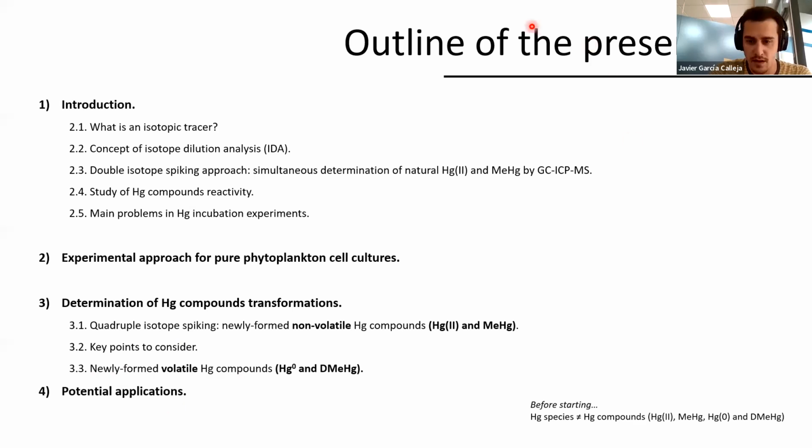Okay. Before starting, today I'm going to talk about mercury compounds: inorganic mercury, methyl mercury, gaseous mercury, and dimethyl mercury. For me, mercury species is the complexation of inorganic mercury and methyl mercury with the dissolved organic matter, chloride, and so on. So today, I will talk only about mercury compounds.